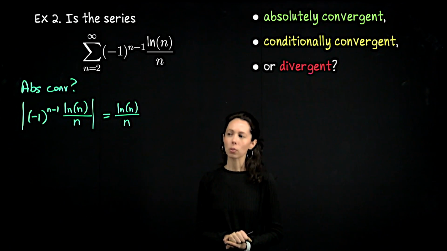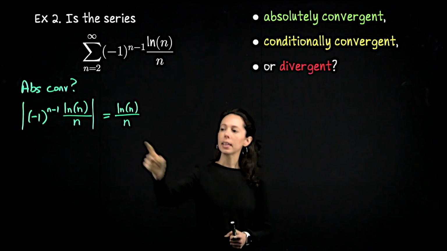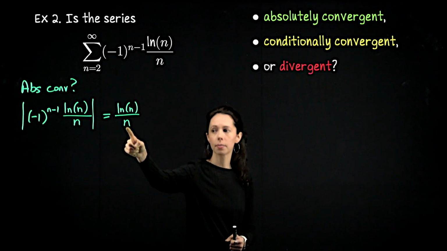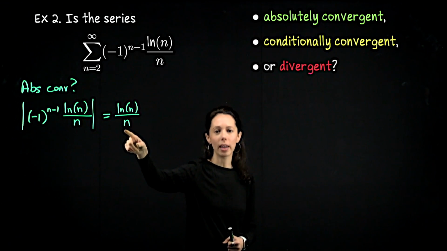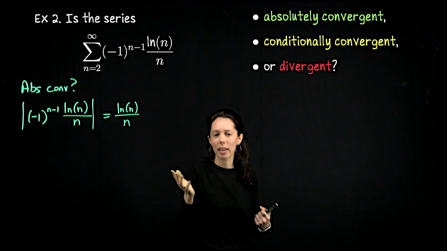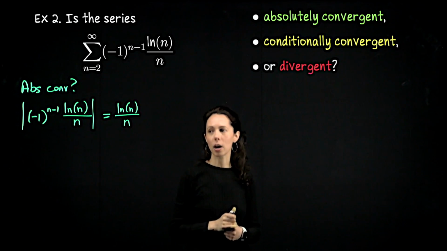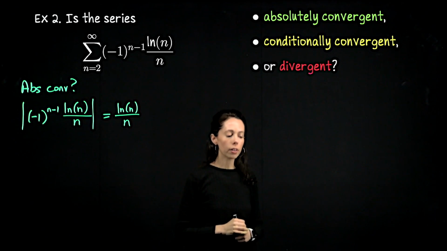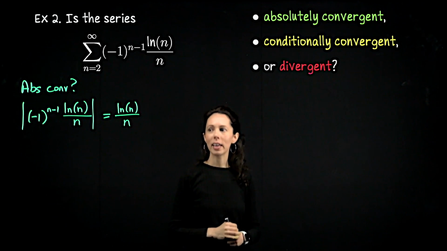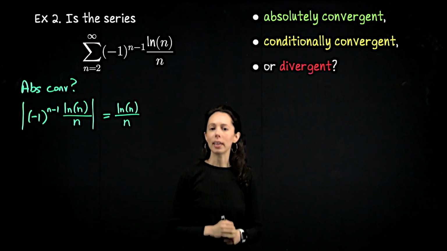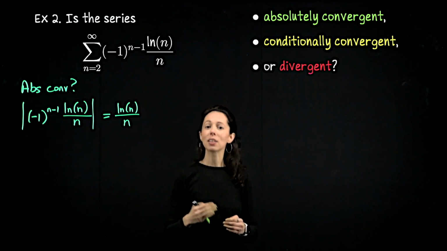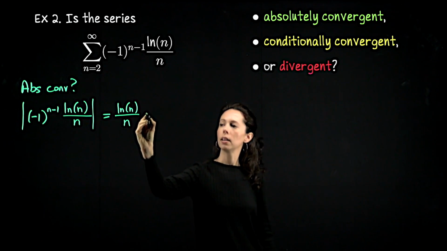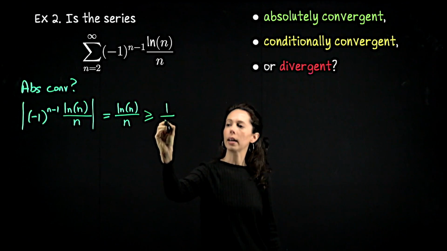That's where I would start looking. Now, what would be the right comparison? Seeing this n in the denominator makes me think of the divergent harmonic series. Anytime I see something over n, I'm thinking, can I compare this effectively to the divergent harmonic series? Natural log of n is greater than 1 whenever n is greater than the number e. So natural log of e is 1, and then from there it grows. So we can say that natural log of n over n is greater than or equal to 1 over n.